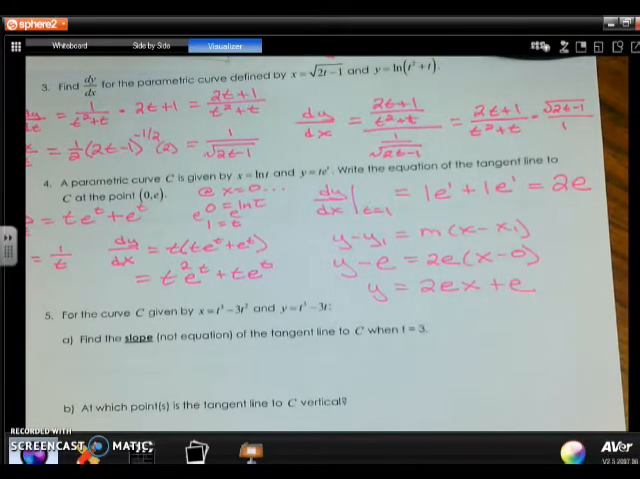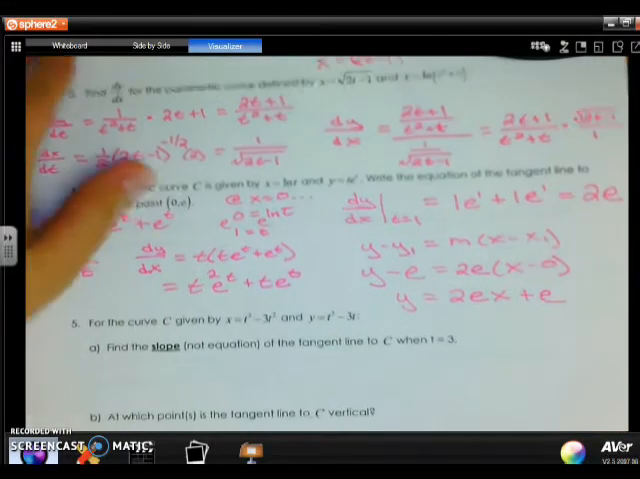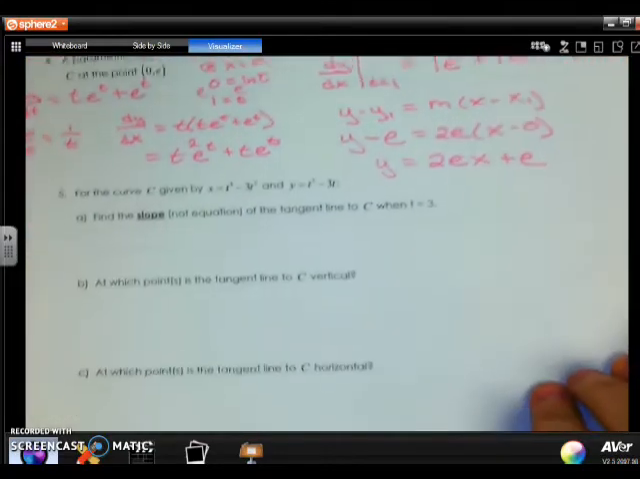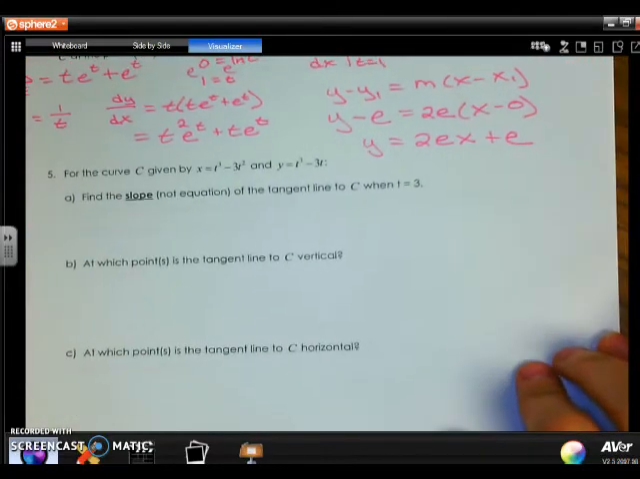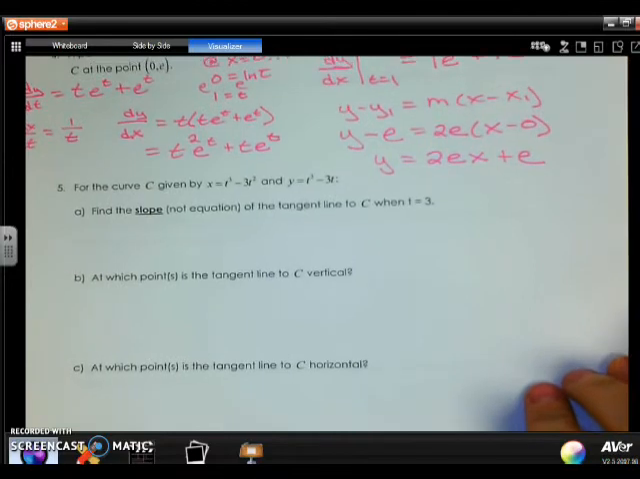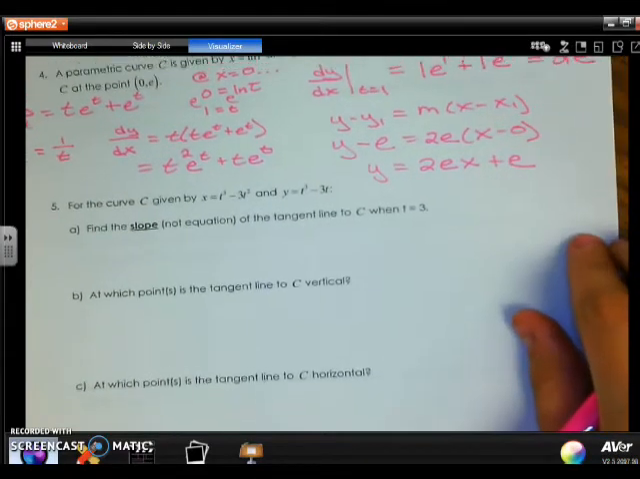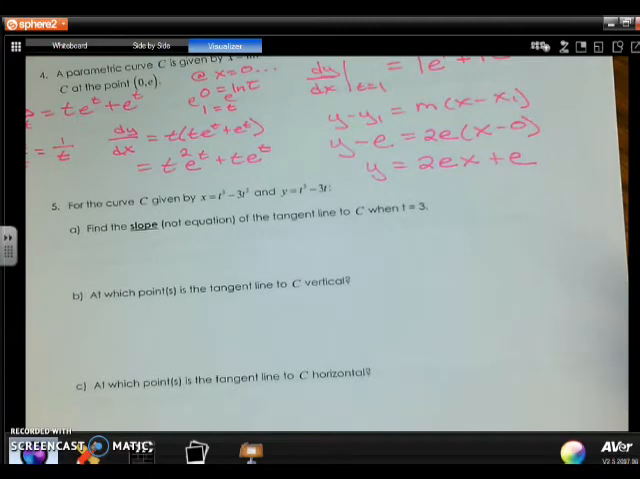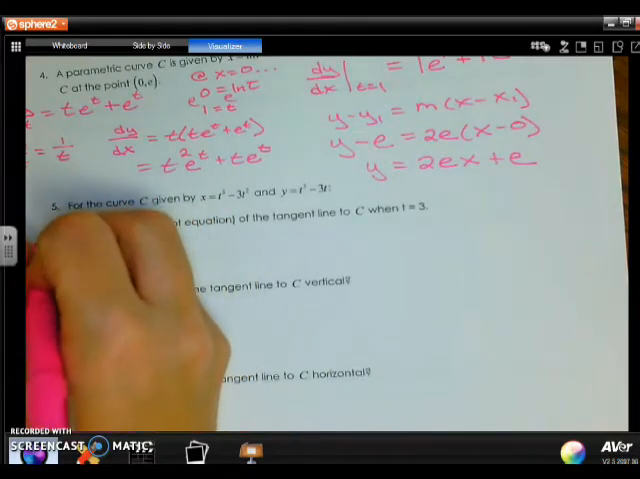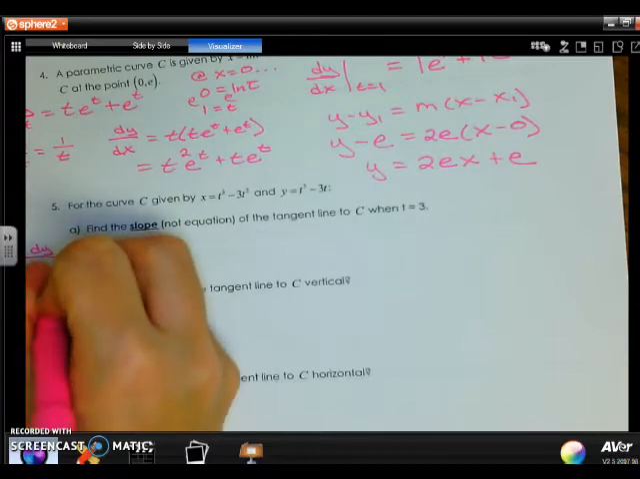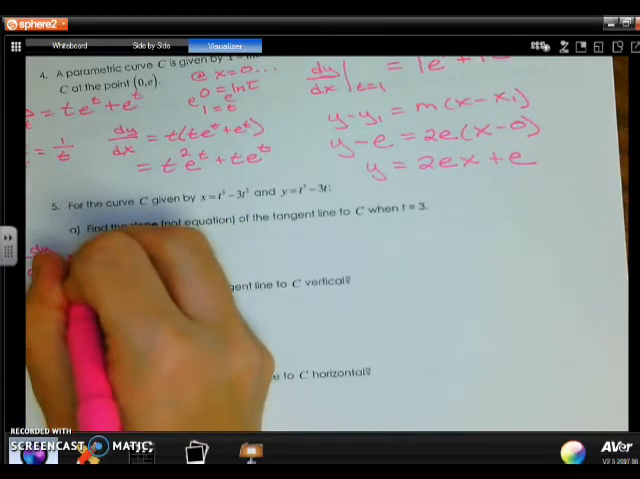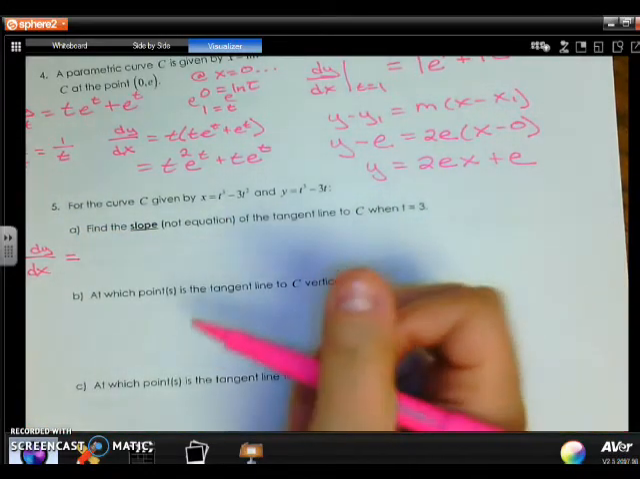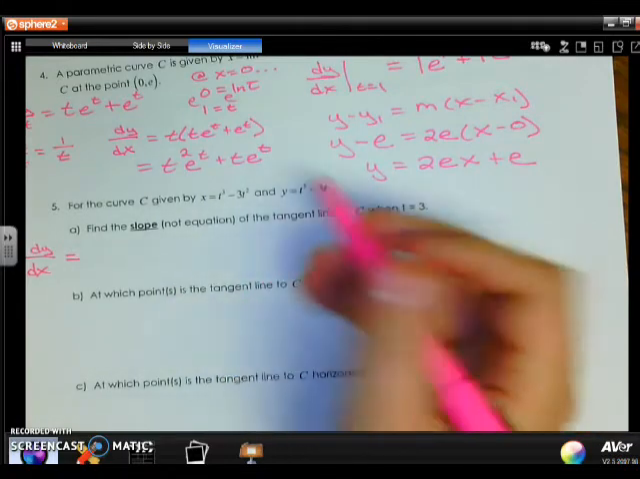Okay, moving on to number 5. Let me scooch this up a little bit. So in number 5, this has an A, B, C, and a D. This is very similar to one on your test, so you definitely want to know how to do something like this. It says, find the slope, not the equation, of the line to C when t equals 3. So the first thing you're going to need to do here is find your derivative, your dy dx. And we already know dy dx is dy dt divided by dx dt, just like before.